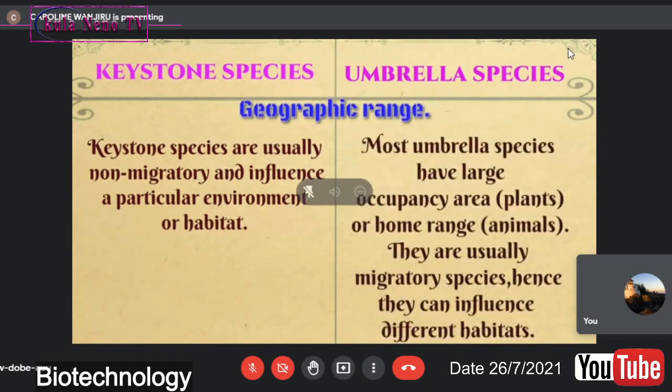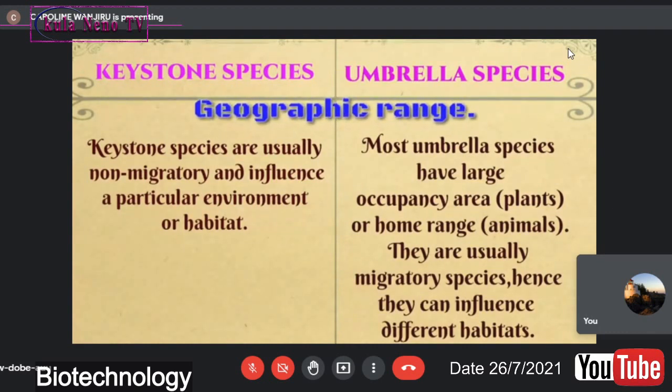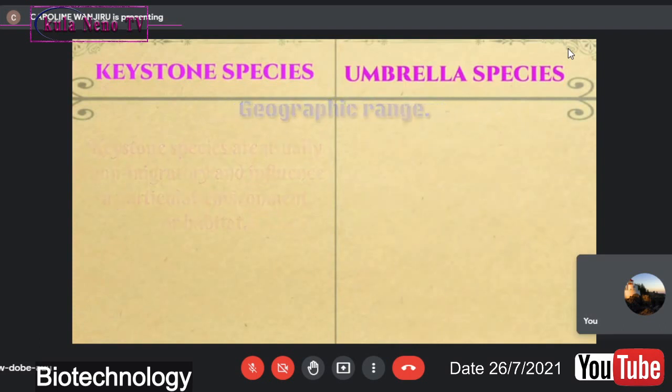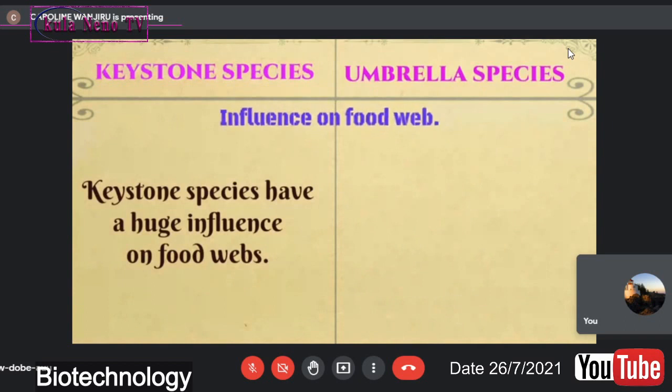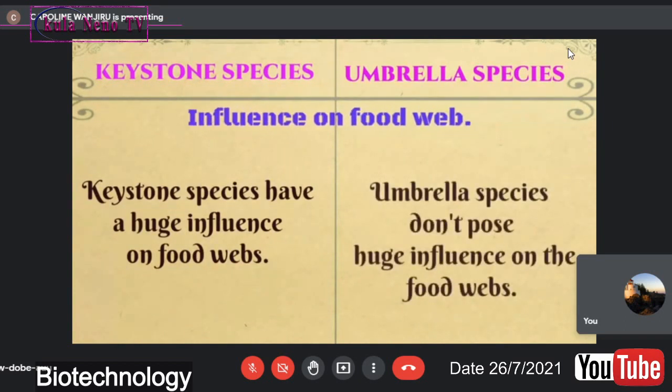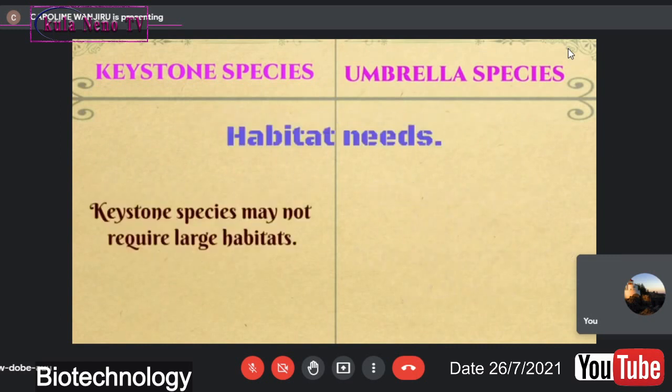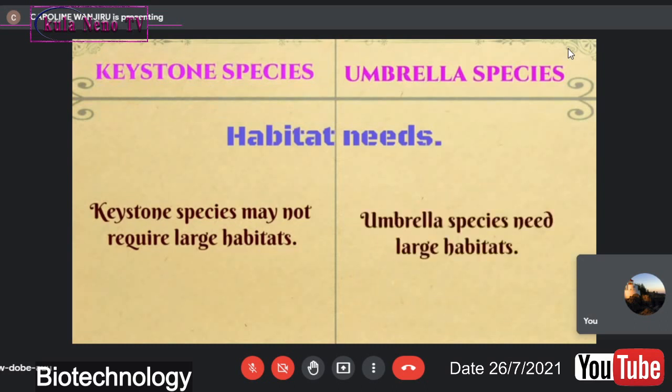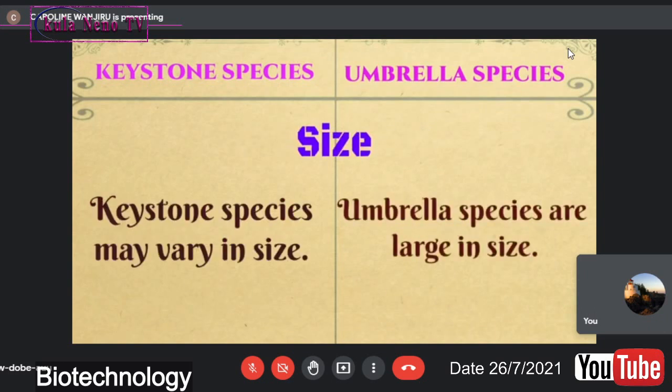Let's take a look at their definition. Keystone species is a species that plays a unique role in the way an ecosystem functions. The activity of keystone species determines community structure in that ecosystem. Umbrella species are species whose conservation protects numerous co-occurring species in that ecosystem. Now let's take a look at the geographical area that these two different types of species occupy. Keystone species are usually non-migratory and influence one particular environment or habitat, while umbrella species usually have a large occupancy area or home range, and they're migratory in nature.